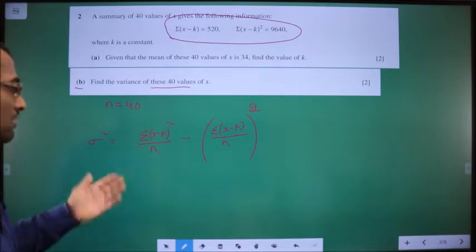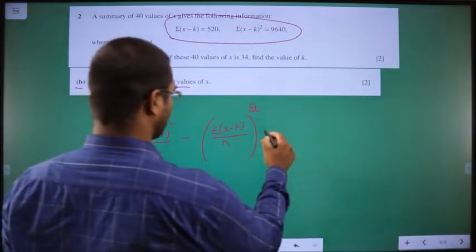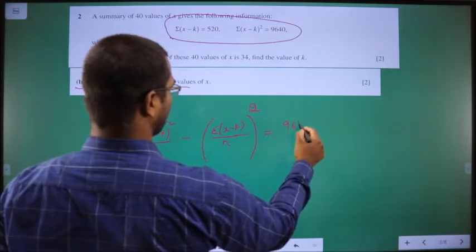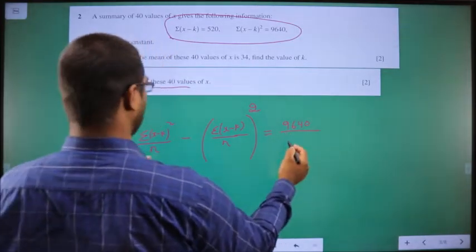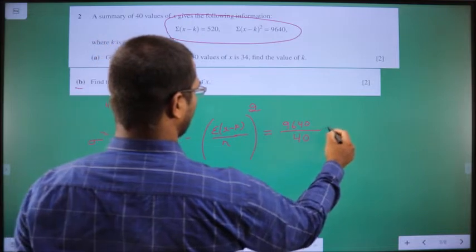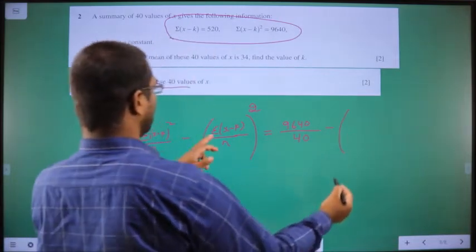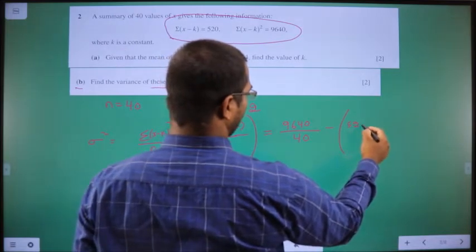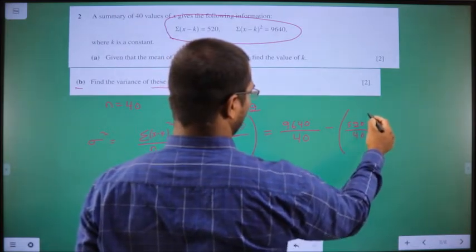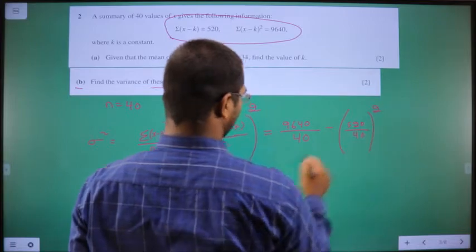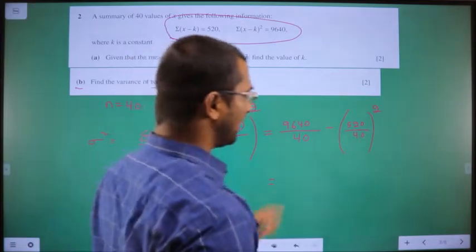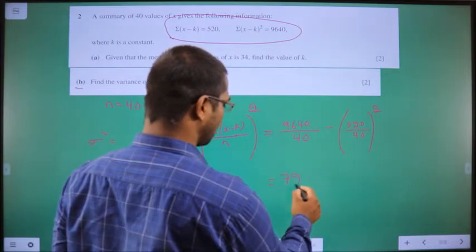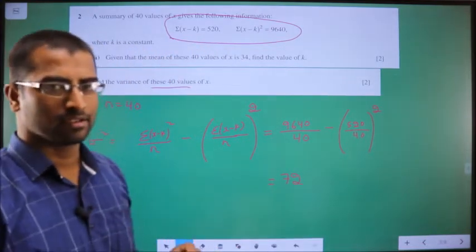Okay. So now directly substitute the values. Sum of x minus k whole square given to us is 9640 by n is 40 minus sum of x minus k is 520. So 520 by 40 whole square. So put this entire thing at once in the calculator. You get variance to be 72. Okay.